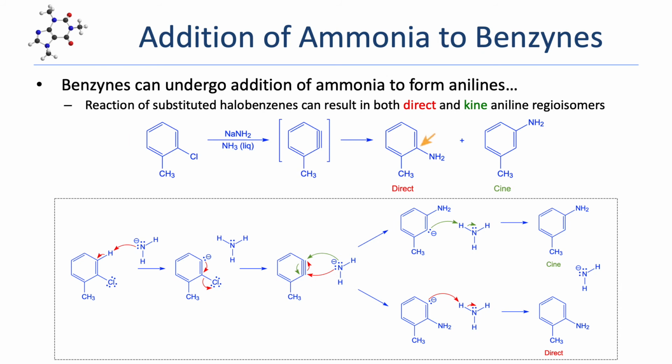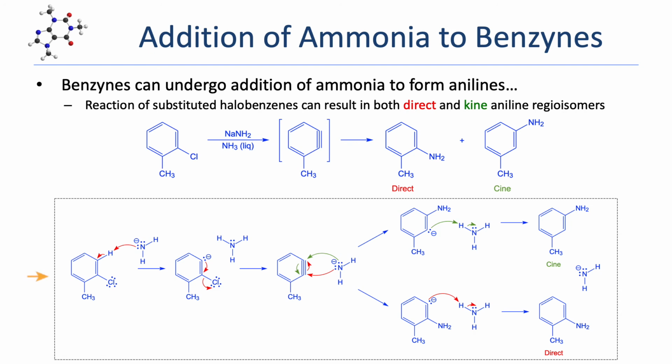The direct product places the nitrogen on the same carbon originally attached to the leaving group. The kyne product places the nitrogen on the carbon adjacent to the carbon that initially was bonded to the leaving group. The word kyne shares a root with the word kinetic, both meaning movement. In the kyne product, the nitrogen moved to the carbon adjacent to the leaving group. The overall mechanism is pretty straightforward.